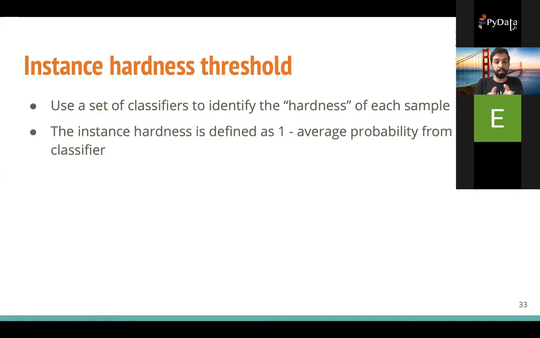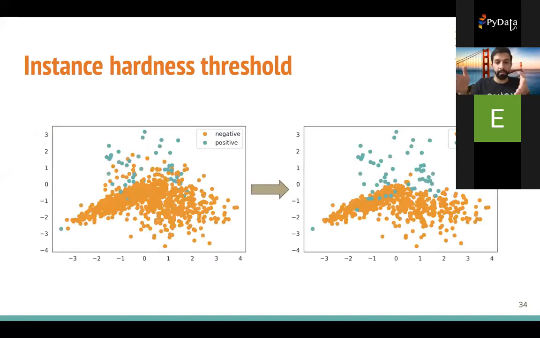And the way you do it is we take the average probability from each classifier for each point. And then, for example, for the positive points, if a positive point is easy to classify, the average probability is going to be high. It's going to be 0.8, 0.9, or 1. If it's a hard one, it's going to be 0.1 or 0.2. So we take 1 minus the average probability, and this will give us a measure of hardness. So if it had 0.1, its hardness is going to be 0.9. And what we do is that we train different classifiers, and then we remove the hard points.